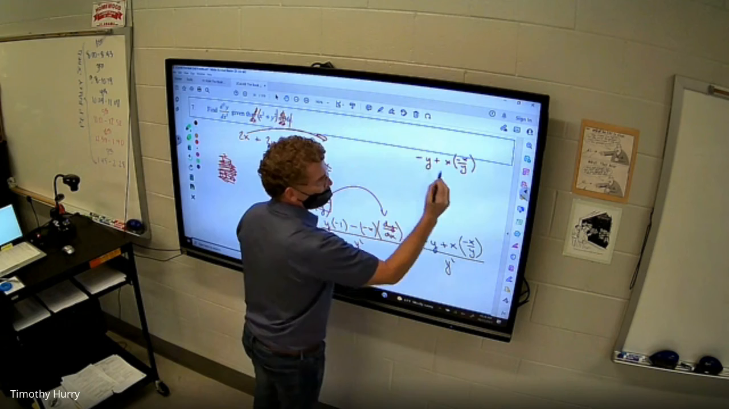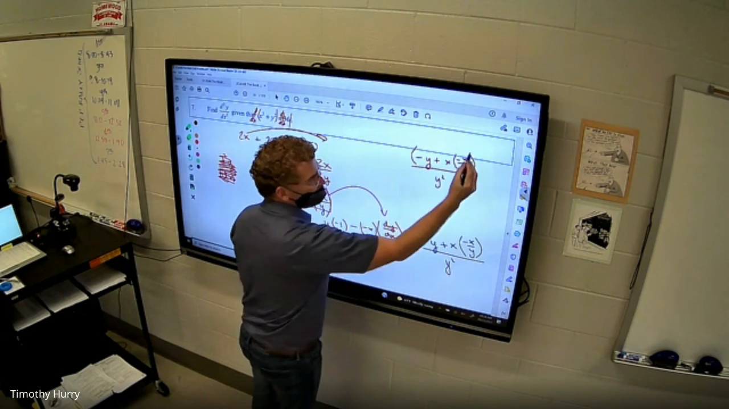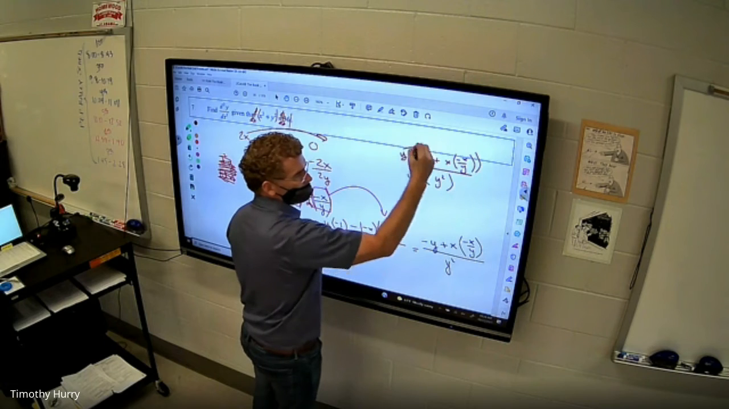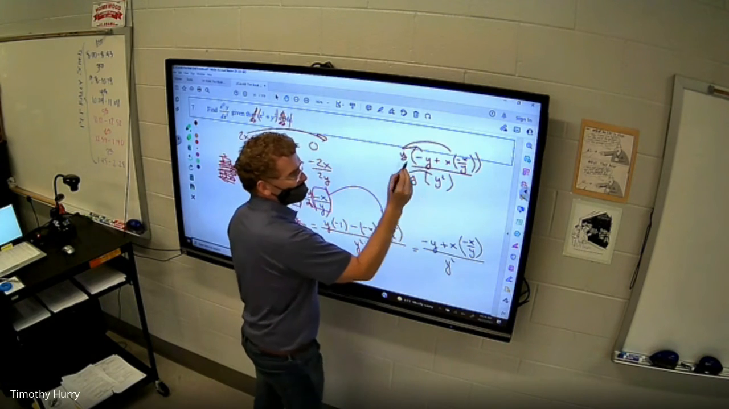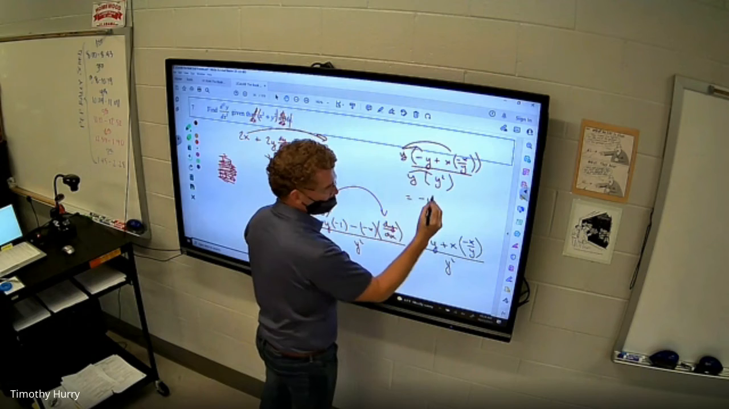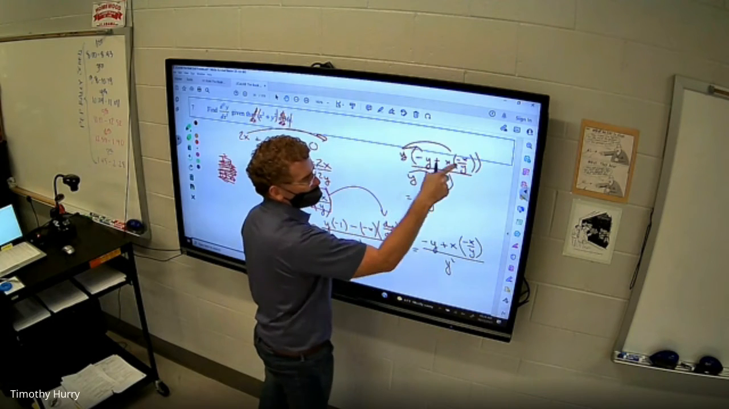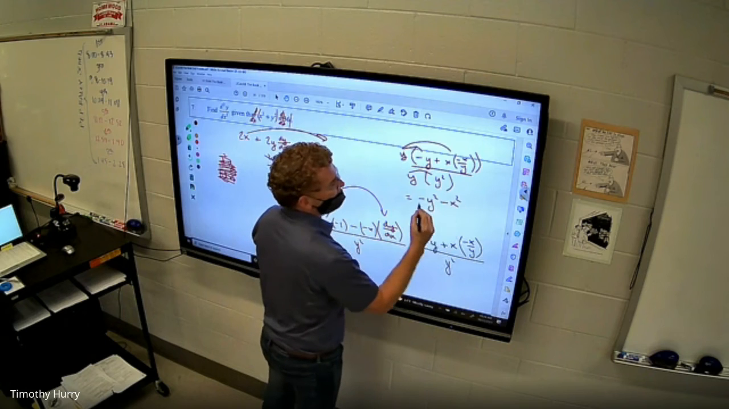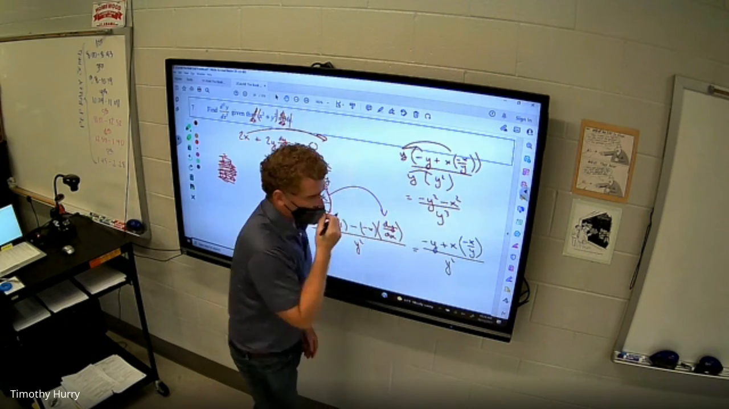So if I wanted to, one option, I'll do it right here, over y squared, is to take the entire top and the entire bottom and multiply it by y over y. And that gives me negative y squared. And this times this is going to cancel and give me just a negative x squared. And on the bottom, I get a y cubed.